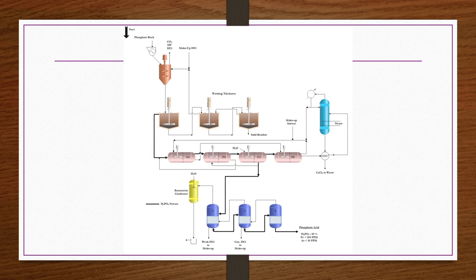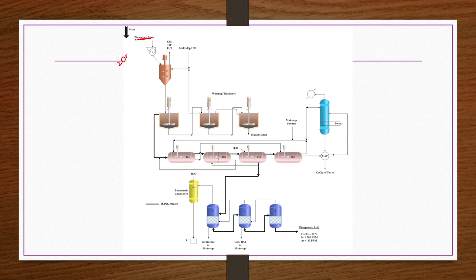Now, we discuss the flow sheet first, then the process description, which is the description of this flow sheet itself. Here the phosphate rock is ground to 20 mesh size and then sent to a dissolver where makeup HCl along with makeup water is provided for proper mixing. In the mixer the reaction takes place, and you get H3PO4 and CaCl2, phosphoric acid and calcium chloride solution, along with the impurities. This mixture goes to a series of washing thickeners, 2 to 3 thickeners, where you do the processing.